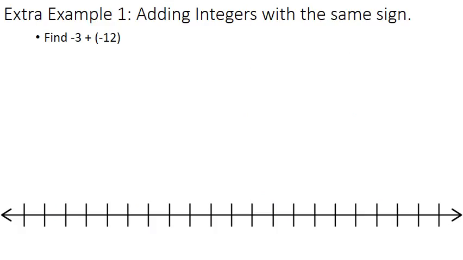So here's another example doing the same thing. We're adding integers with the same sign. And again, we can see that this has a negative number right here and a negative number right here. So since they have the same sign, we can treat it like normal addition. So 3 plus 12 is what?